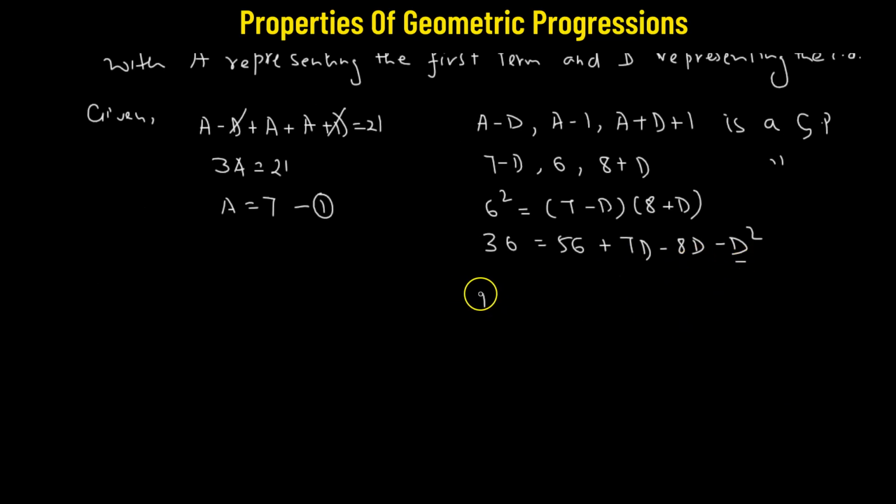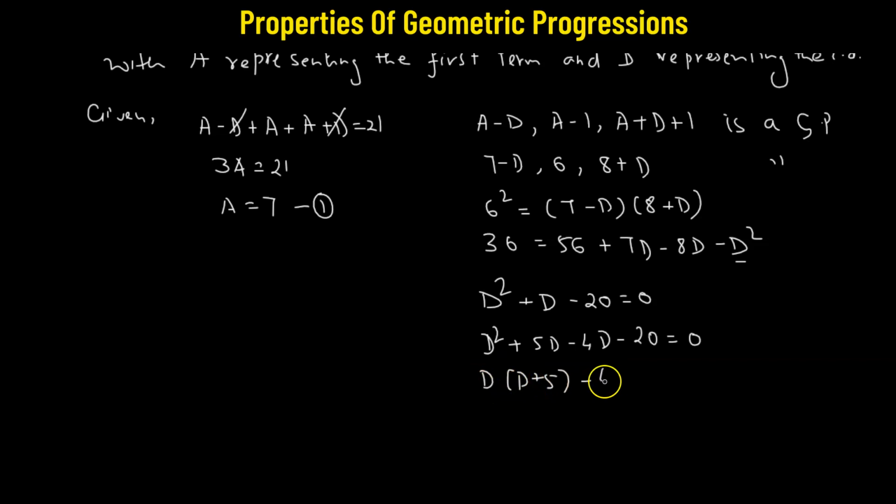We're going to transpose the D squared to the left hand side. So we have D squared, then we have 7D minus 8D, that's negative D, but when we transpose it to the left hand side, we get positive D. Then we have 36 minus 56, that will be negative 20. So we have D squared plus 5D minus 4D minus 20. We are splitting the middle term D as 5D minus 4D, such that we have D times D plus 5 minus 4 times D plus 5, which gives us D plus 5 multiplied by D minus 4 equals 0.